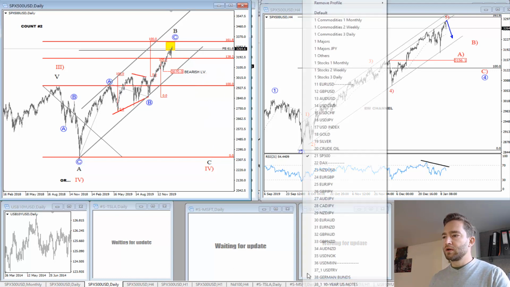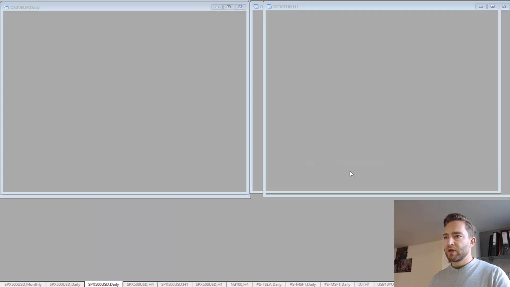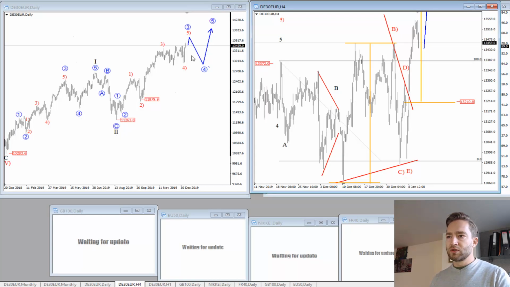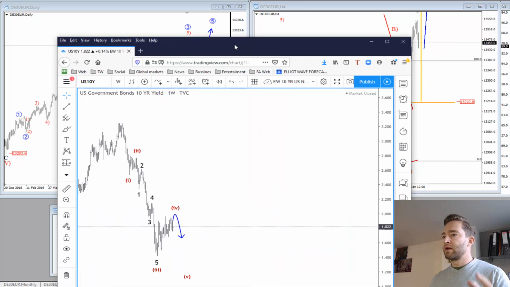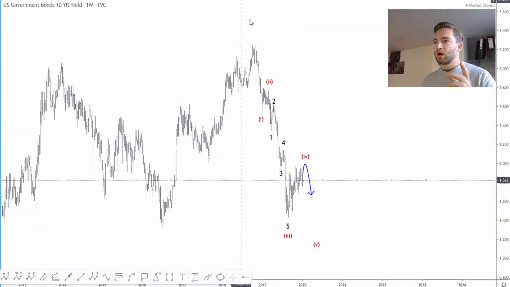Also, I want to take a look at DAX. Now, the German DAX is also at a new high, and notice that we have 5 subwaves within this wave 3. So again, we could be facing some resistance in the near future, and you will see again a new pullback in a wave 4.